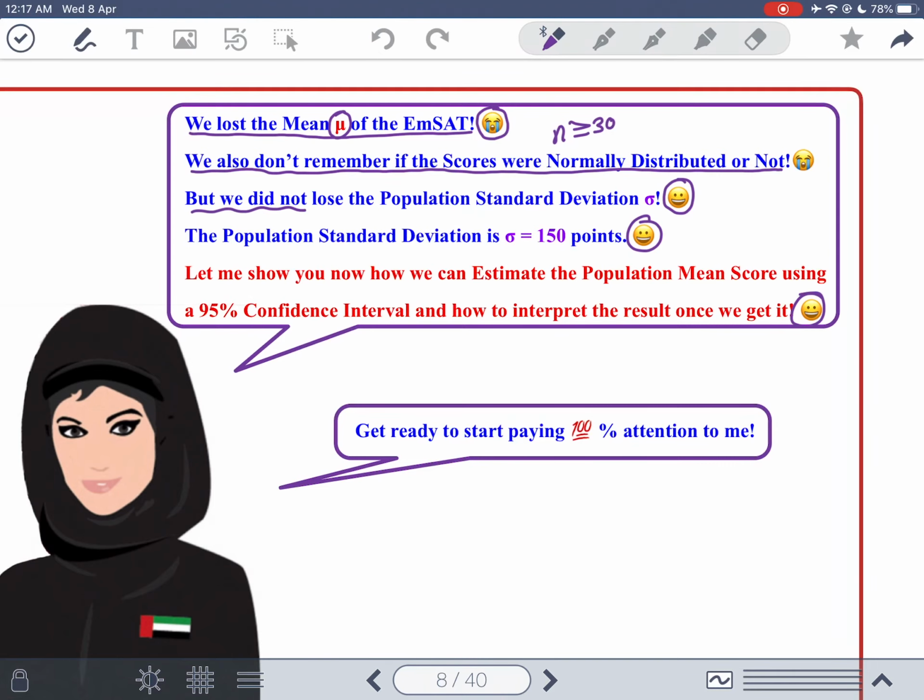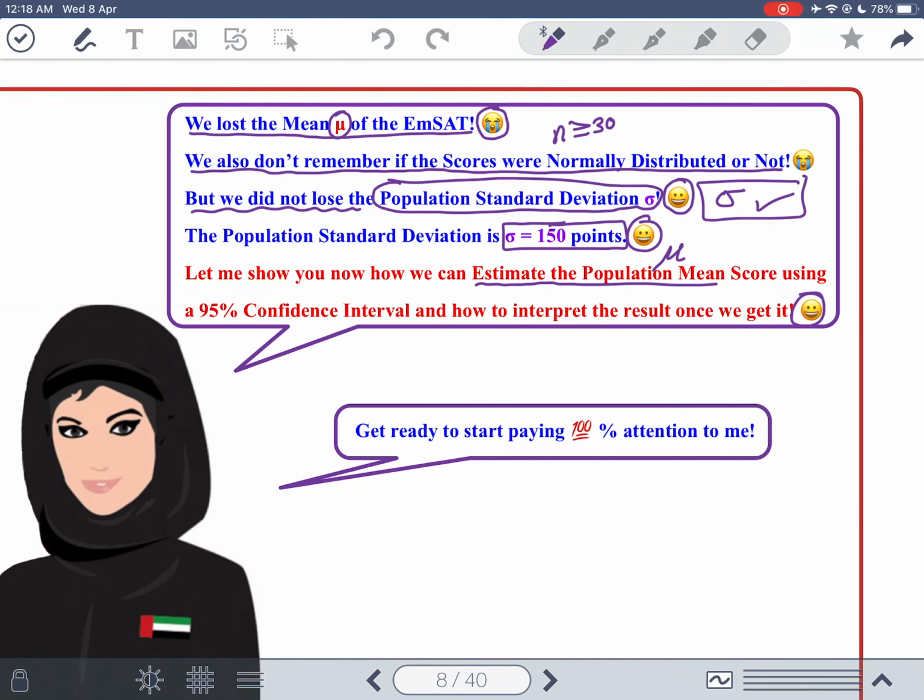She told you that we did not lose the population standard deviation sigma. So sigma, we know it. The population standard deviation is given. That's why she's happy. And she's telling you exactly what it is. It's 150 points on this standardized test in the Emirates. And now she says, let me show you now how we can estimate mu, the population mean, using a 95% confidence interval. And how do we interpret the result once we get it?